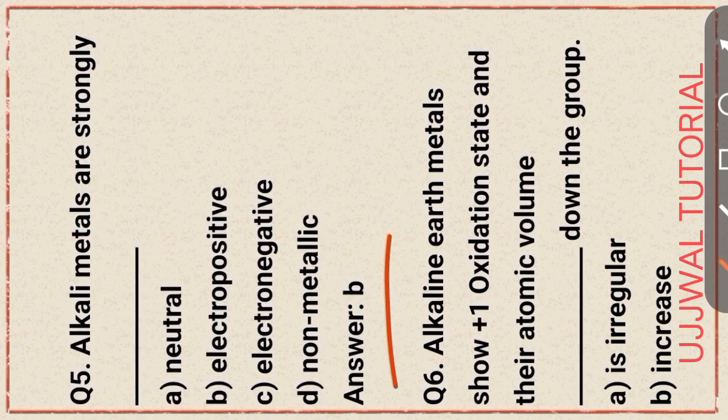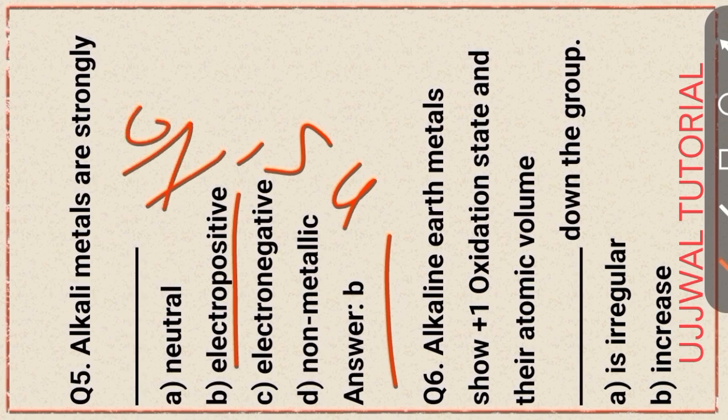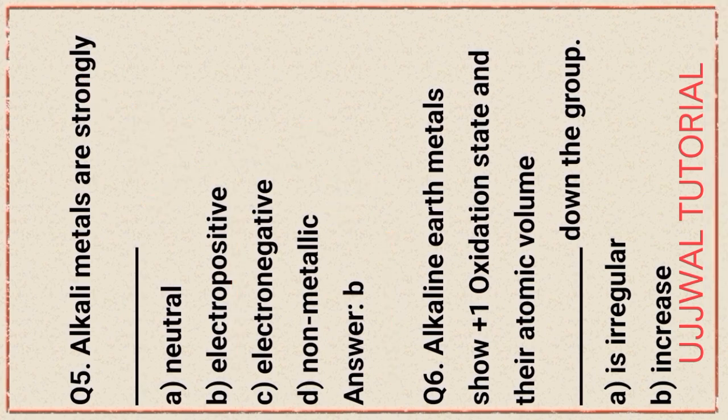Due to the electron configuration of alkali metals, ns1, the one valence shell electron is very easily removed from the outer shell, so the alkali metals are electropositive. The example is sodium, Na+.